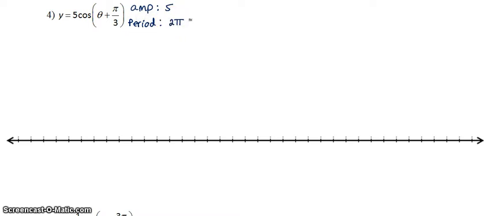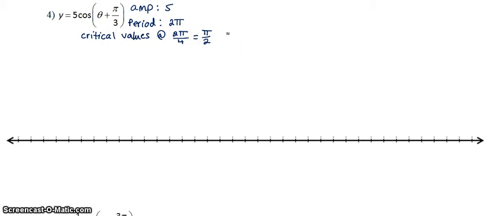Okay, next I want to figure out where my critical values are going to be. So I know that my critical values occur at every quarter of my period. So it's going to be 2 pi divided by 4. So I'm going to write critical values are at 2 pi over 4. So every pi over 2.